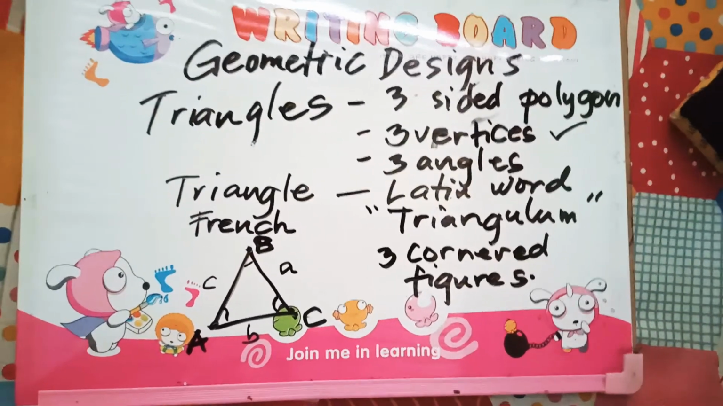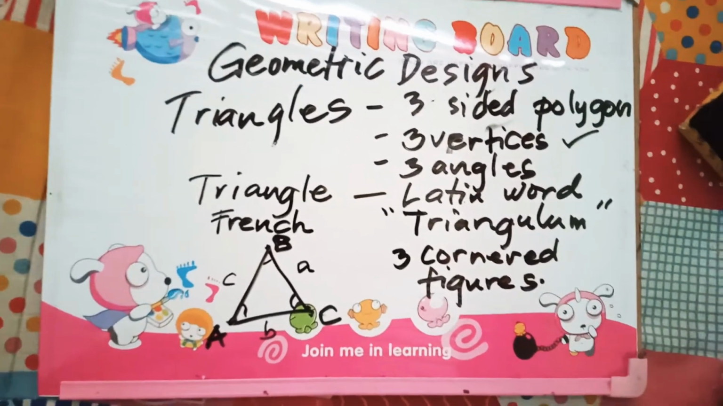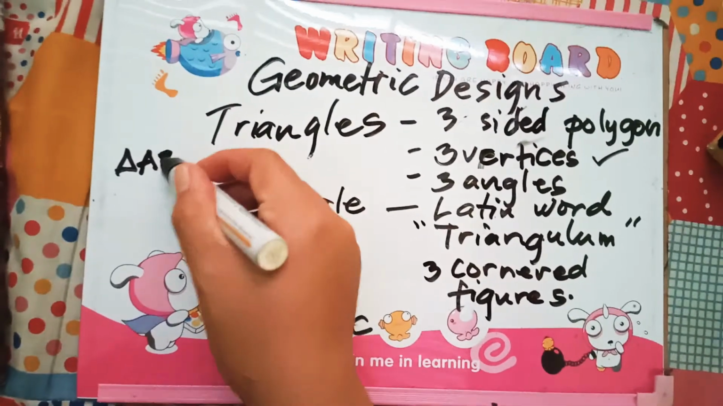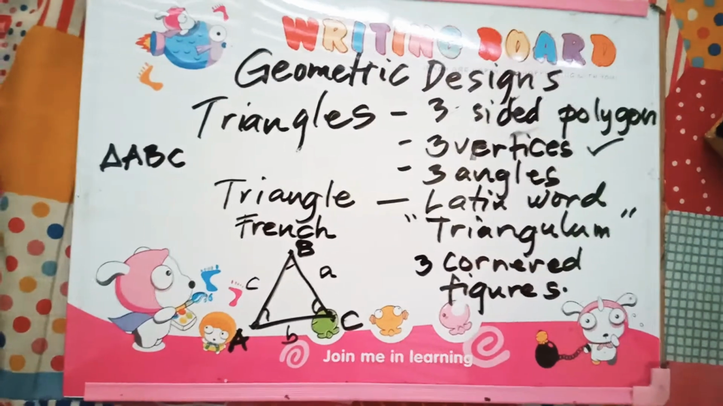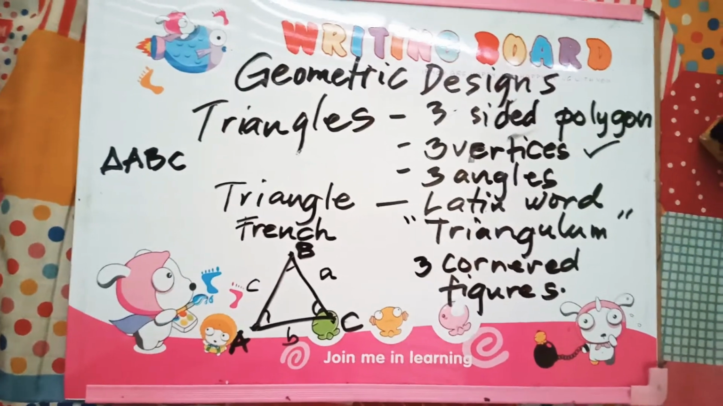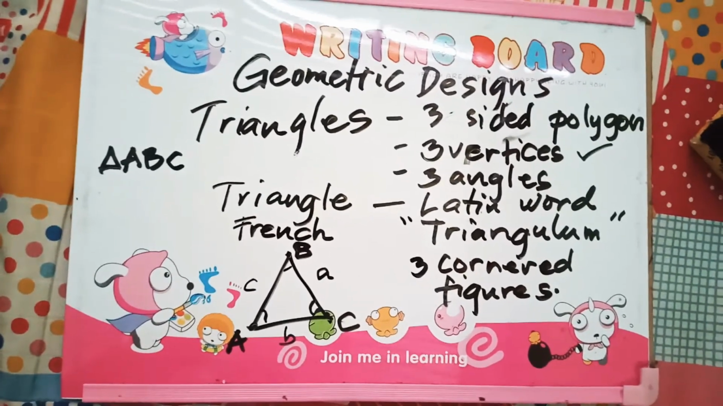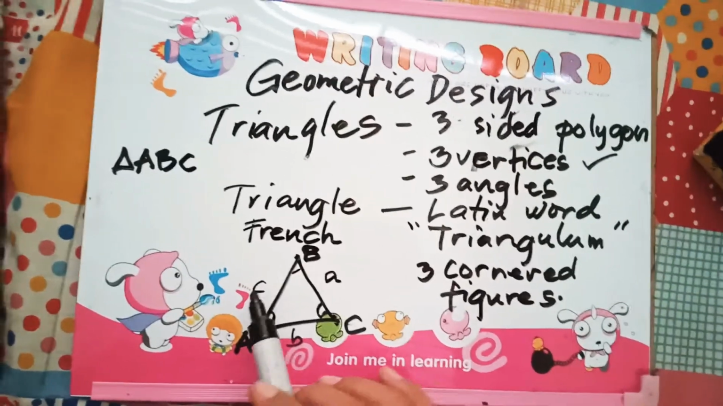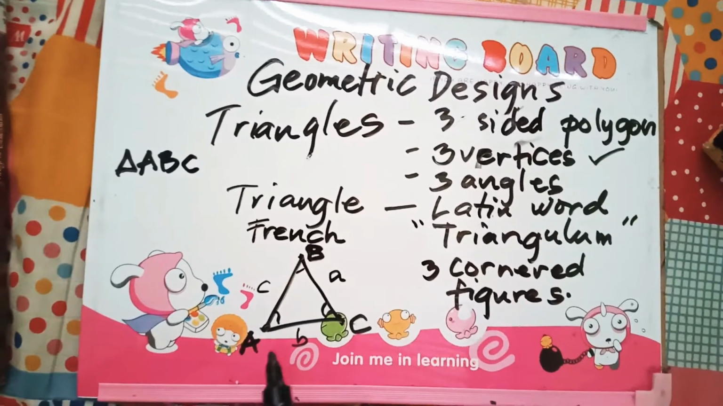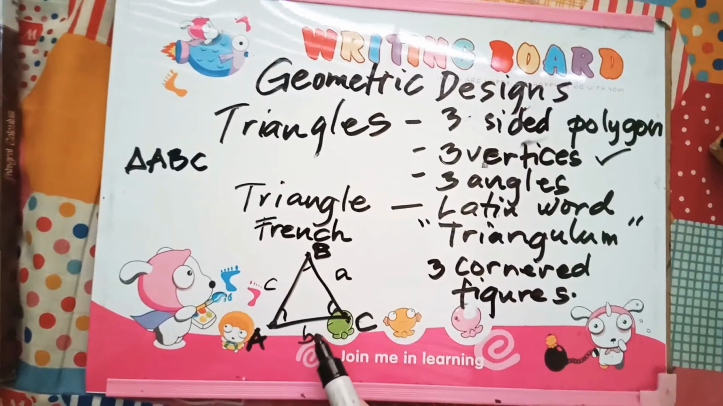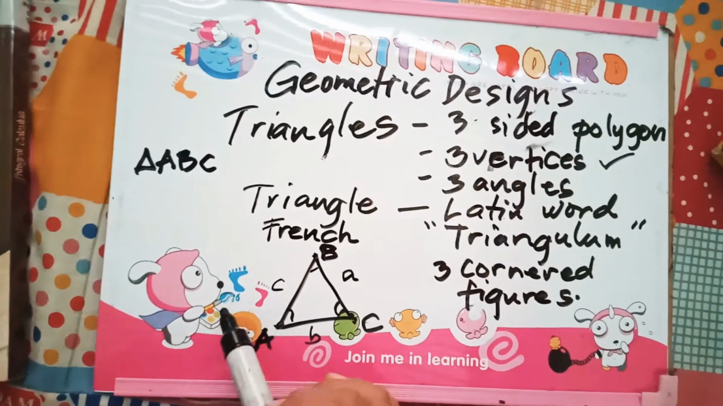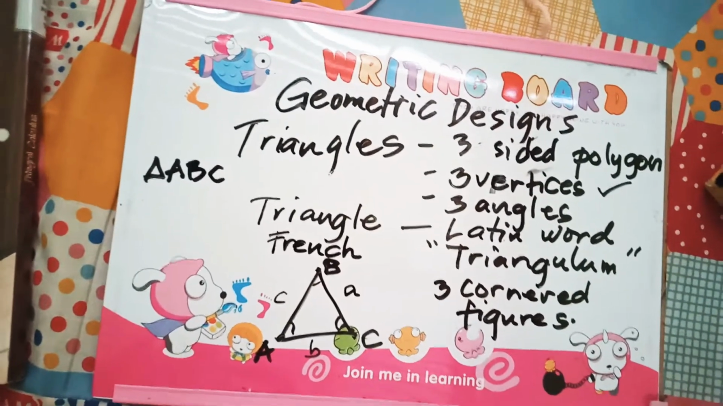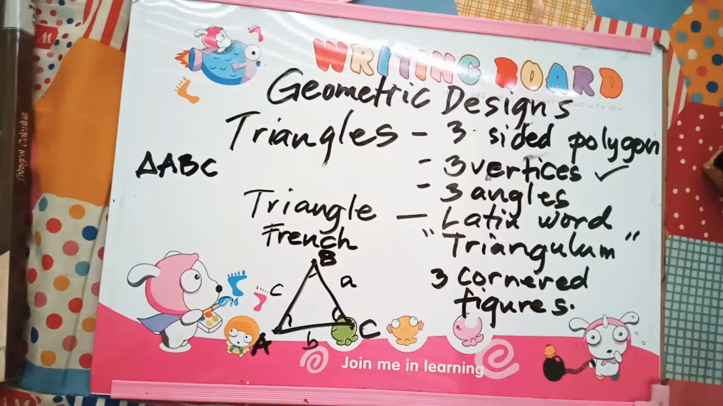So a triangle can be named by its vertices. We can name this triangle as triangle ABC. If you are going to name a triangle, you use capital letters, the same as with the vertices, always capital letters. The sides are named by small letters, opposite the vertices, so this is b, and this is also small c.